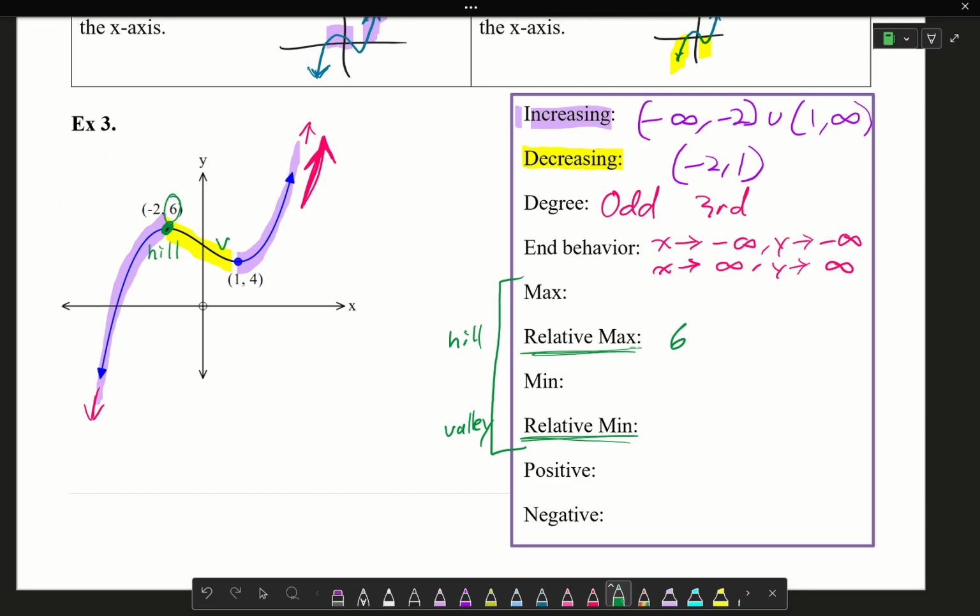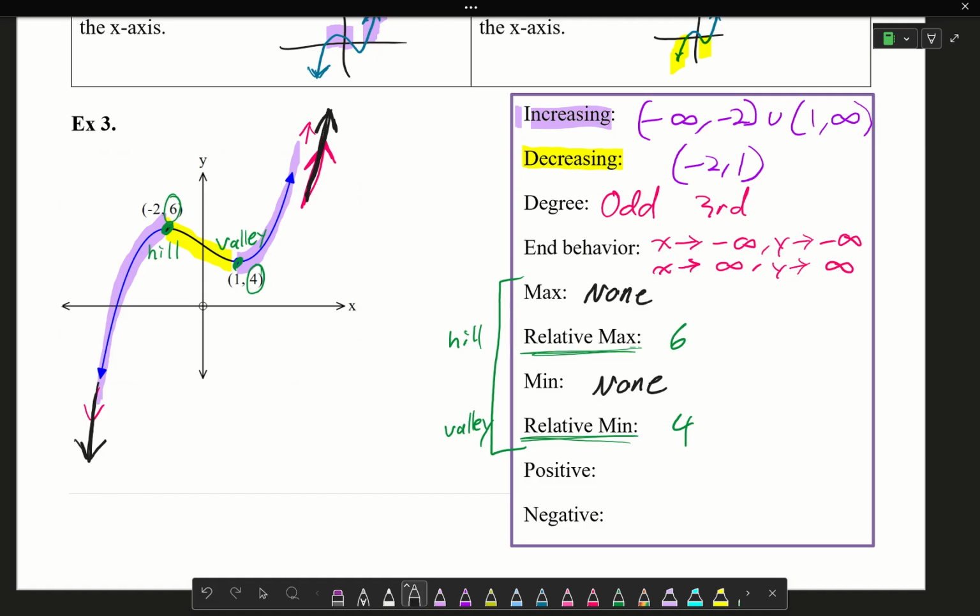The relative minimum, that would be this valley over here, right? This low point here. It is not the lowest point on the graph. We'll talk about those in just a second. And again, we really only need how high or low that is, so the y value here at 4. Now, maximum and minimum, again, this graph is continuing upwards and upwards and upwards, and it's continuing downwards and downwards and downwards. It's never actually going to stop increasing or decreasing. So we don't have one point on this graph that is the absolute highest or the absolute lowest. So we do not actually have an absolute maximum or minimum. So just pop in like none.